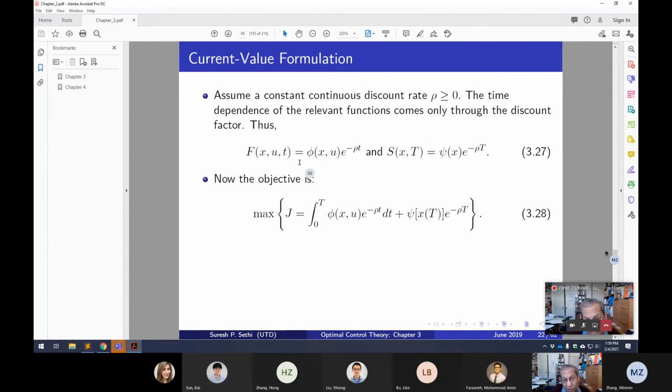So the only value of discounting is if I can write this function this way, where the dependence on t is only via this factor and not any other way. Because if it is any other way, this doesn't give anything more. There's no need to change the formulation. We just go to the standard formulation and use it. Similarly, S(x,t) can be written as some function psi of x times e to the minus rho t. So instead of f, I have a phi, and instead of S, I have a psi, and the dependence on t is given by this. So my objective function now is given by this. So far, so good? Yes, so far so good.